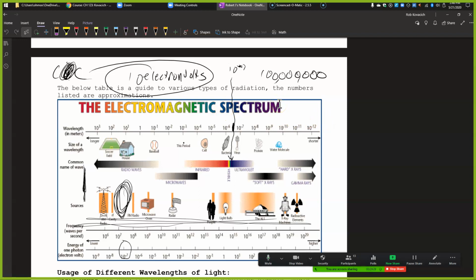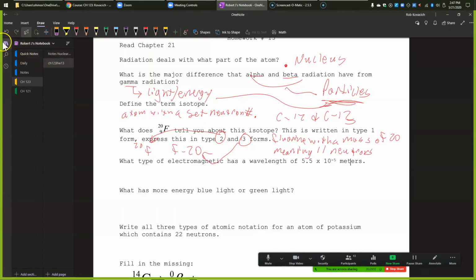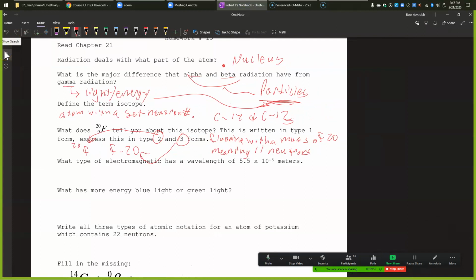Sorry, could somebody read the number? I think it was 5.5 times 10 to the negative 4. Okay, so 10 to the negative fifth is right here. So 5.5 times 10 to the negative fifth, that's going to be somewhere around right here. So that's definitely going to be infrared radiation. Okay with that? Because this is my wavelength in meters. So this should be infrared.